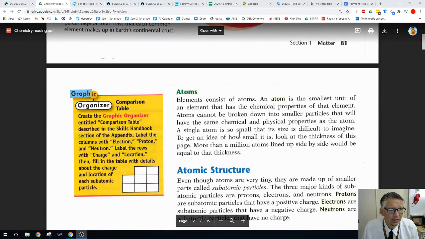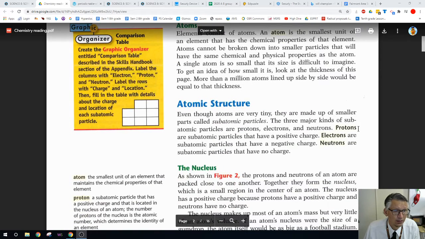Atoms. Elements consist of atoms. An atom is the smallest unit of an element that has the chemical properties of that element. Atoms cannot be broken down into smaller particles that will have the same chemical and physical properties as the element. A single atom is so small that its size is difficult to imagine. To get an idea of how small it is, look at the thickness of this page. More than 1 million atoms lined up side by side will be equal to this thickness.